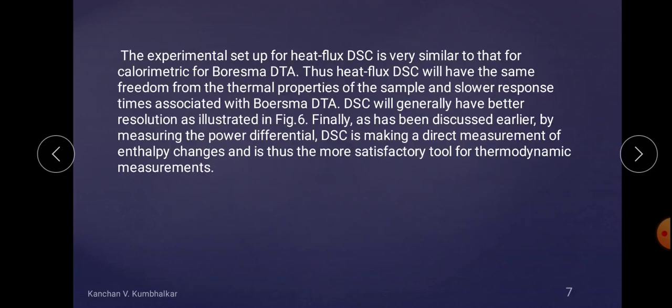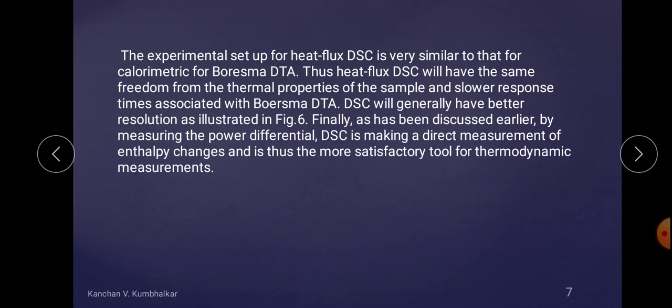Next one, the experimental setup for heat flux DSC is very similar to that for the calorimetry for Boersma DTA. So the instrumentation of Boersma DTA is about equal to that of the DSC by considering the change in heat, that is heat flux. Thus, heat flux DSC will have the same freedom from the thermal properties of the sample and slower response times associated with the Boersma DTA.